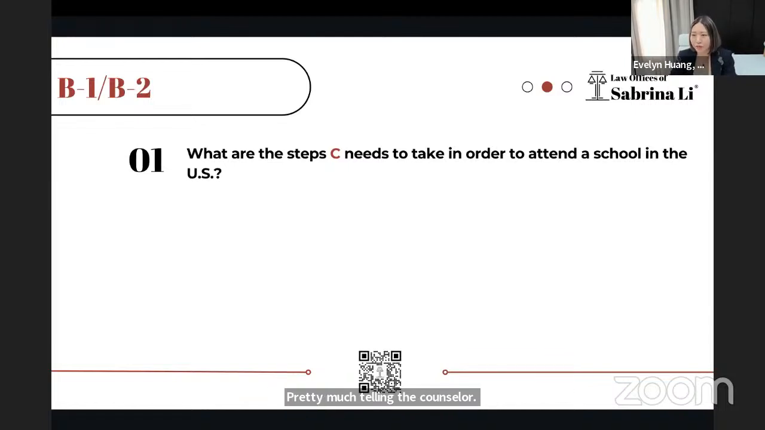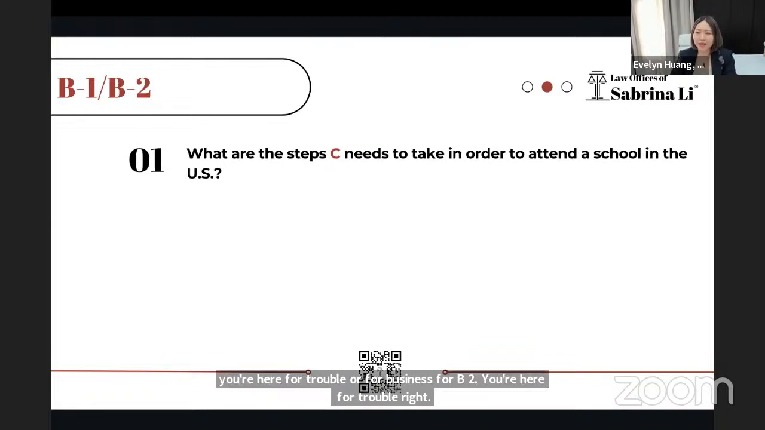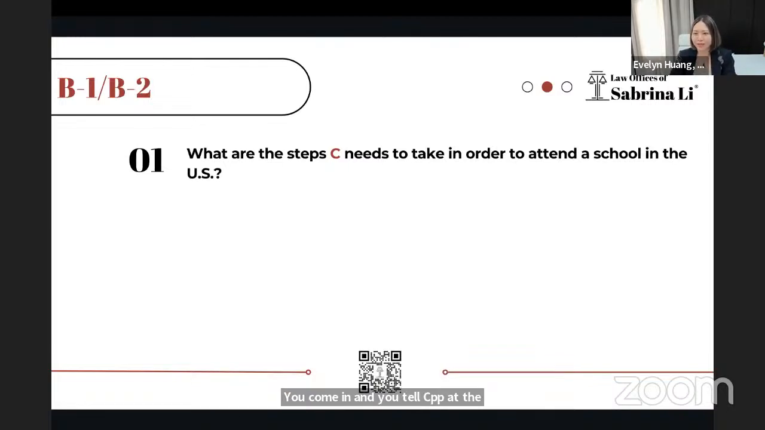For B2, you're here for travel, right? You come in and you tell CBP at the airport, I'm here for sightseeing. Then later on, you genuinely change your mind, you want to study, that's okay. So we have this 90-day grace period rule that it's better to wait 90 days to file your application, just to establish your initial intent when you enter the States is sightseeing, is B2, is not F1.